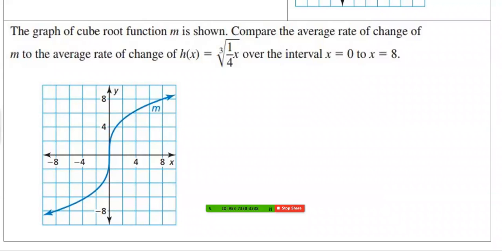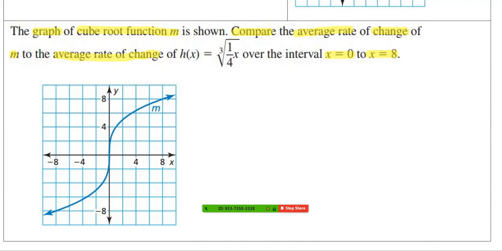All right, y'all, this is part 3 of 10-3 or 10-2, graphing cube root functions. The graph of cube root function m is shown. Okay, here it is. Beautiful. Compare the average rate of change of m to the average rate of change of h of x equals the cube root of 1/4 of x over the interval x equals 0 to x equals 8. A lot going on there.